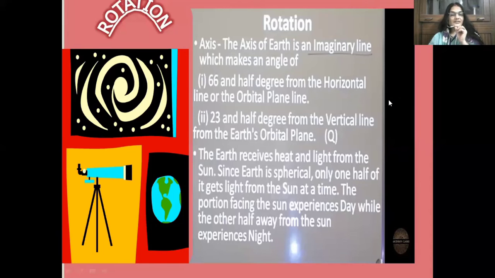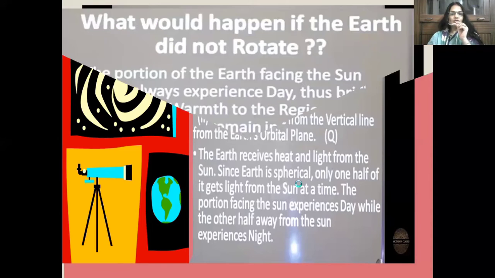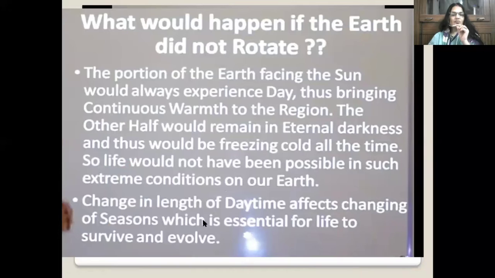The Earth receives heat and light from the Sun. Since Earth is spherical, only one half of it gets light from the Sun at a time. The portion facing the Sun experiences day, while the other half away from the Sun experiences night. So, rotation is responsible for day and night.